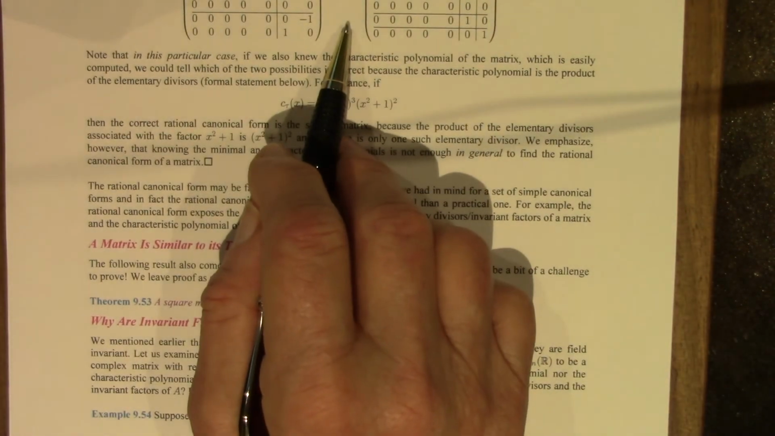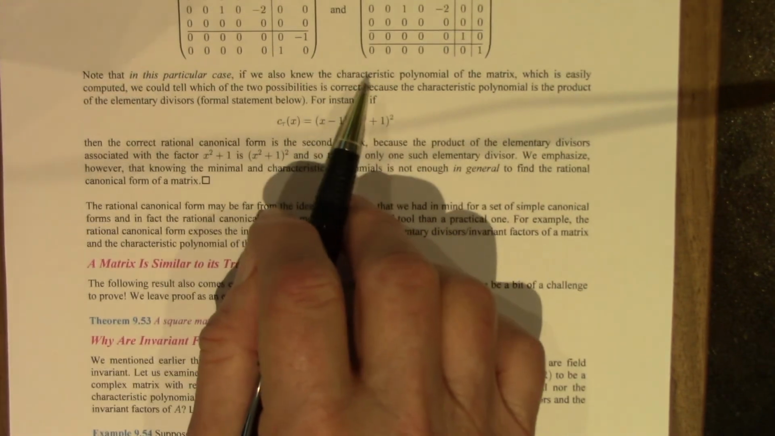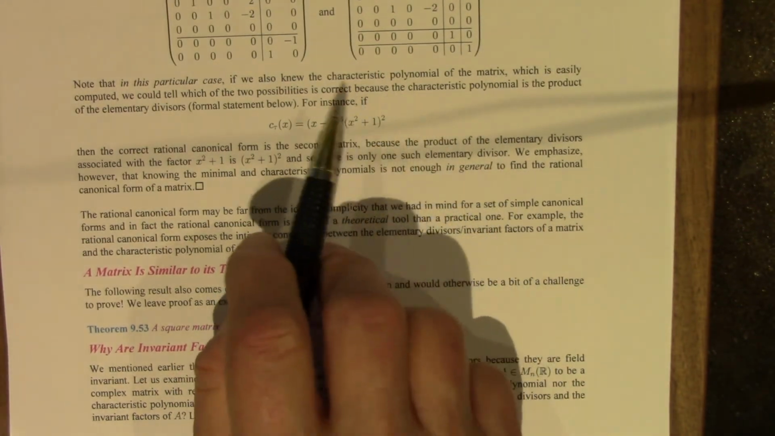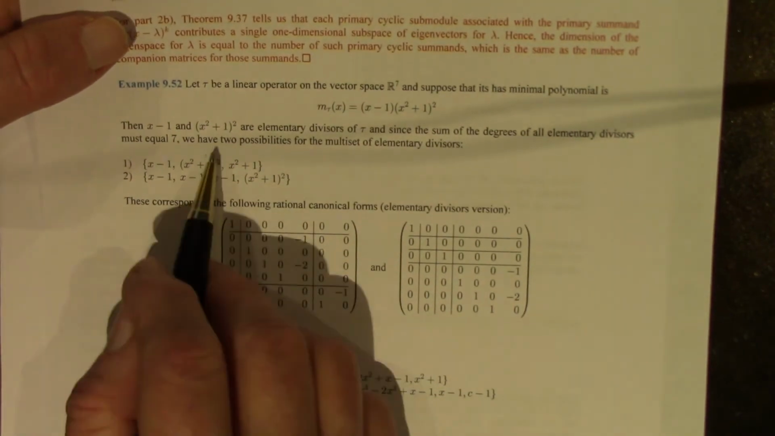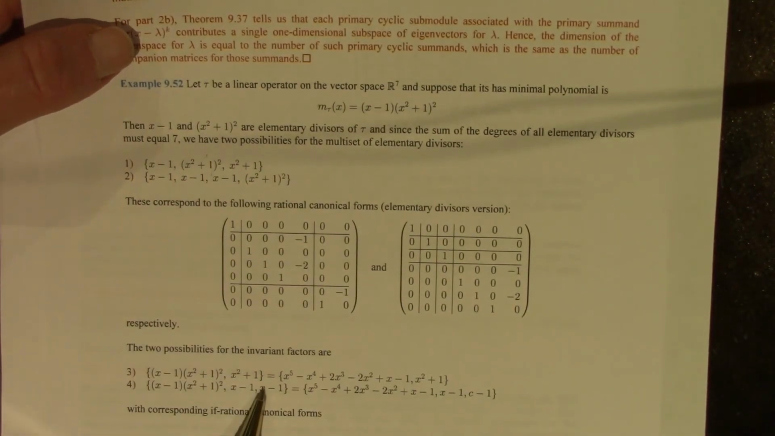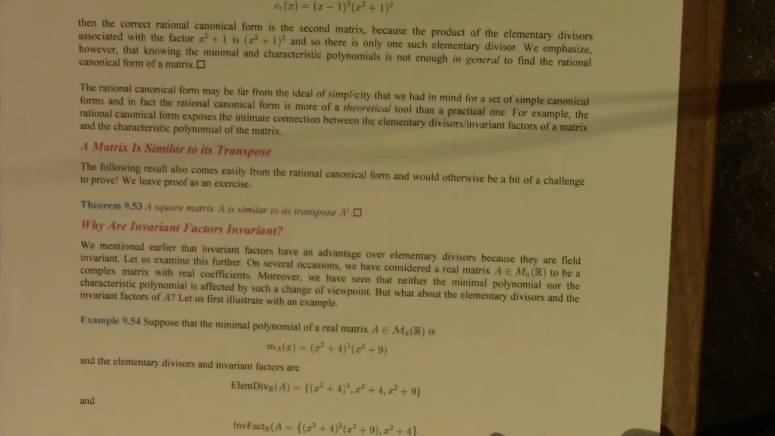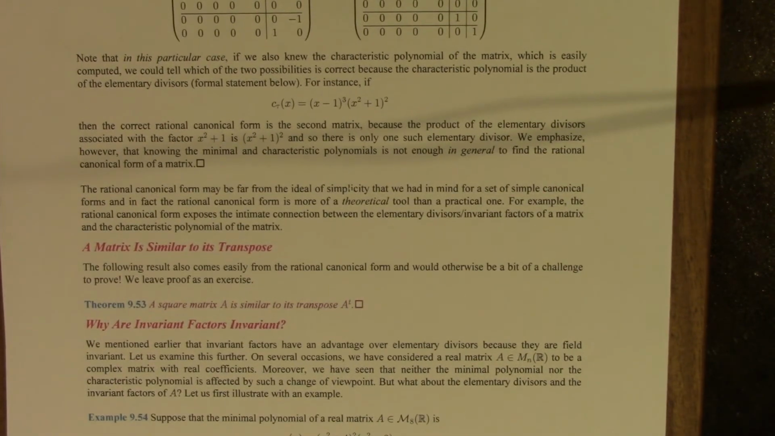In this particular example, if we knew the characteristic polynomial of the matrix as well, which of course is easy to compute, then we could tell which of the 2 possibilities was the case, for the elementary divisors or the invariant factors. Okay. And I'll let you ponder that. It's a result of the fact that the characteristic polynomial is the product of the elementary divisors or invariant factors, so that limits the possibilities.